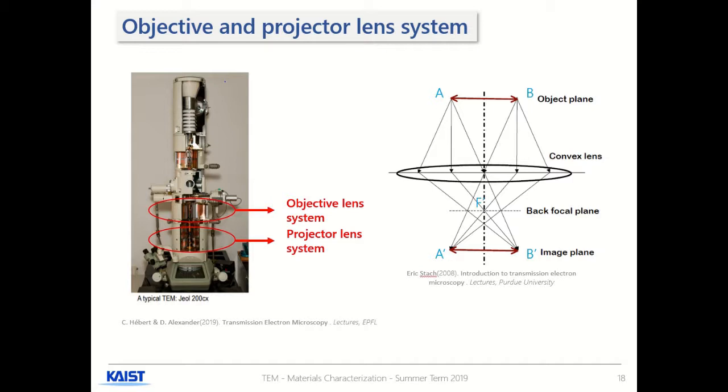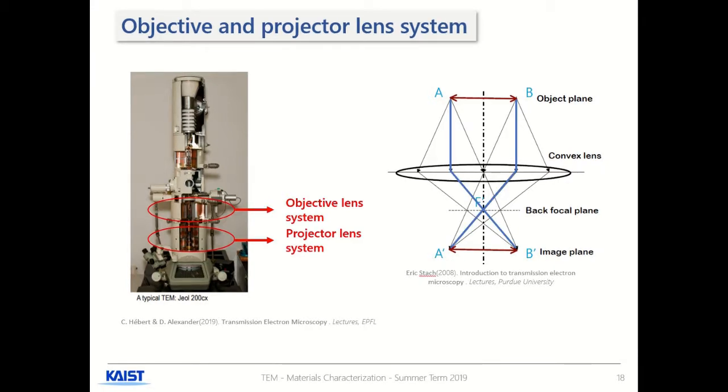This ray diagram explains what the back focal plane and the image plane are. Suppose that the specimen AB is in the object plane and the convex lens has the focal point F' here. The image A'B' of AB can be constructed by intersecting these 2 beams. The plane where A'B' is located is called the image plane.